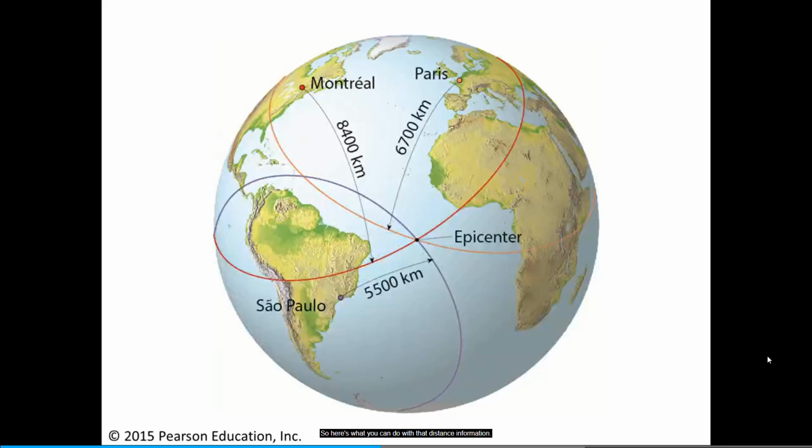So here's what you can do with that distance information. You can use it to draw a circle, and the radius of that circle is going to correspond to the distance that you calculated. For instance, in this diagram, you can see the city of Montreal has an S minus P time that correlates to a distance of 8,400 kilometers away from the earthquake. So every point along this red circle is exactly 8,400 kilometers away from Montreal. And so the seismologist would know that the earthquake occurred somewhere along that line, along that circle. Then you've got to match that up with data from 2 other seismographic stations.